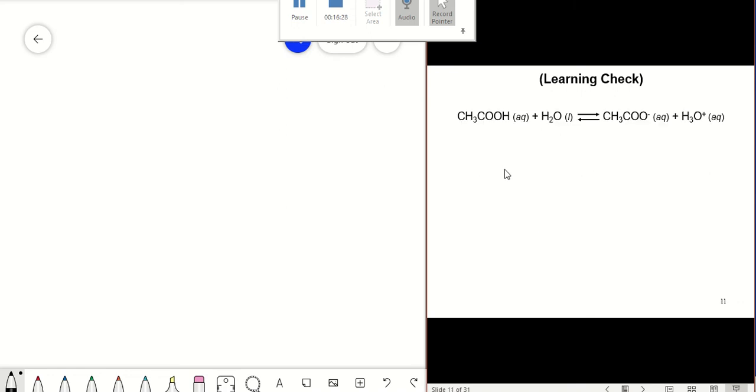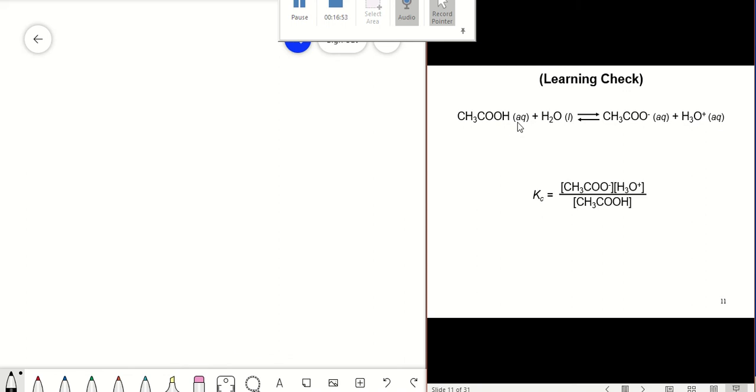Okay. Moving on, here's another example. Can we write the expression for the equilibrium constant for this particular reaction? In this case, again, we know it's products over reactants. Both of the products are in the aqueous state, so they will be included. In the case of reactants, there's one which is liquid, so we'll omit that, and this one is aqueous, so this will be included.